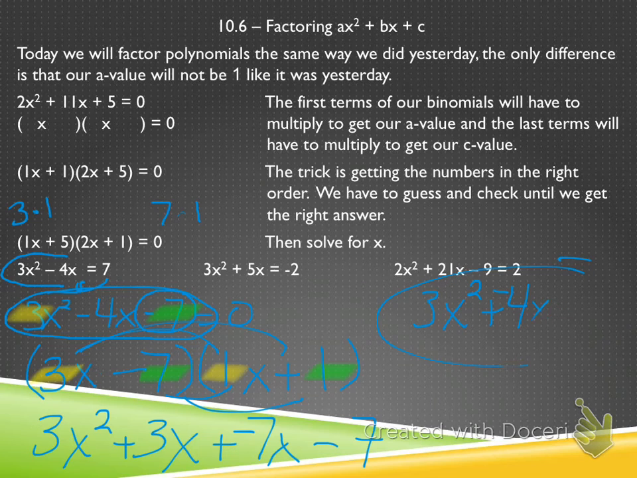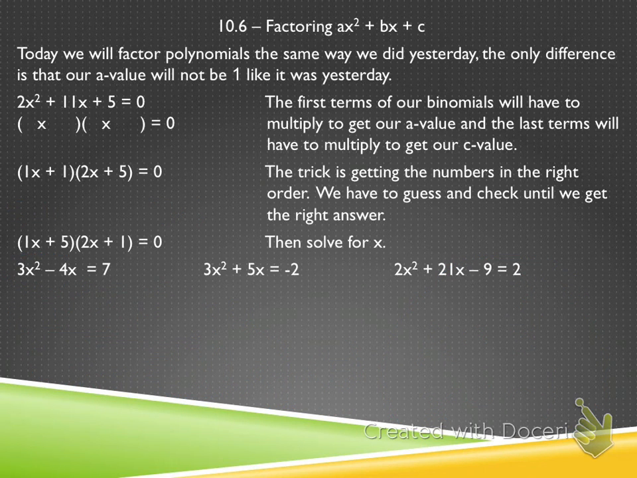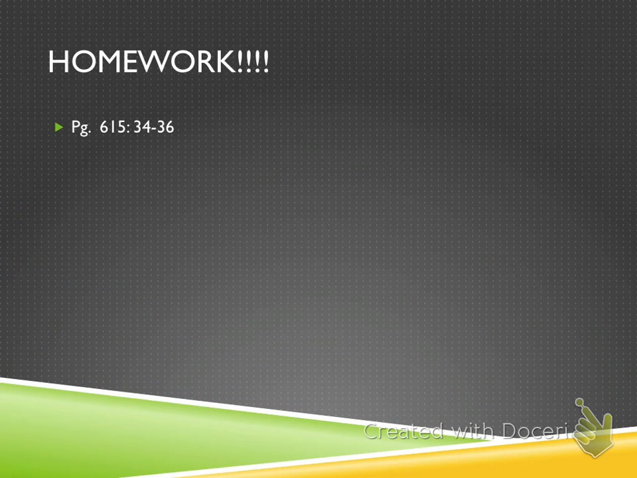My 2 binomials. So I can go ahead and erase all of this. Then I'll take this and break it up into two separate problems. And then I know x is equal to 7 over 3, or x is equal to -1. Oops. And there's your homework.